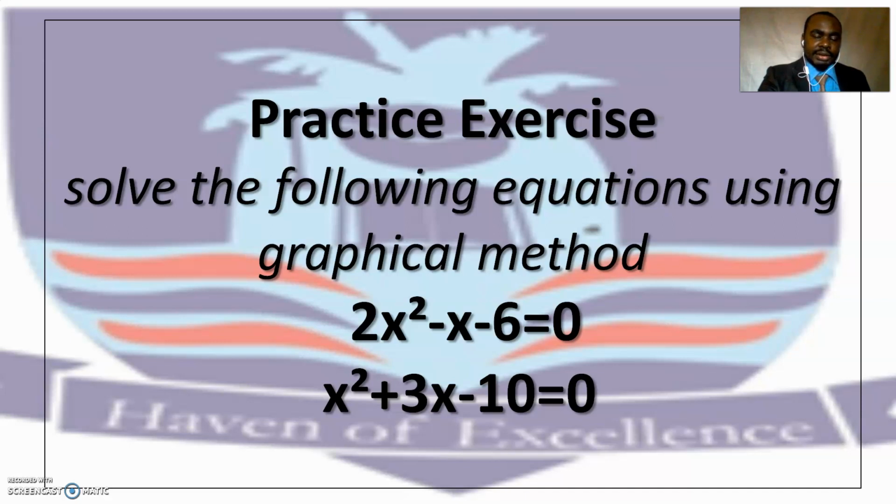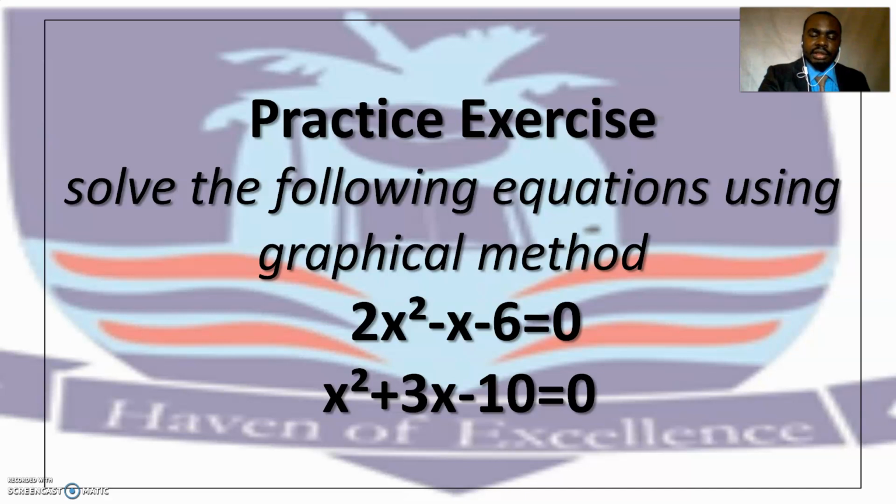Using the graphical method, plot the graph and find the roots of the equations 2x squared minus x minus 6 equal to 0 and x squared plus 3x minus 10 equal to 0. In these cases, you've not been given a range of values. So you are going to have to find your range of values by taking arbitrary values of x. Try, for example, x equal to 0. See if that is greater than or less than 0. You try x equal to 1 and see if the value increased or decreased.